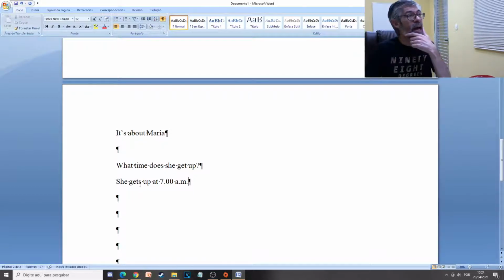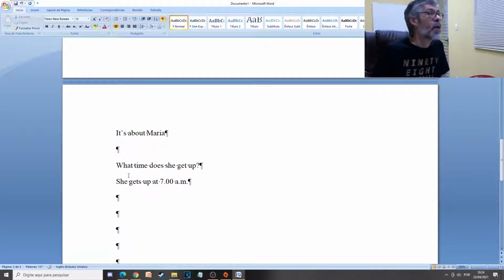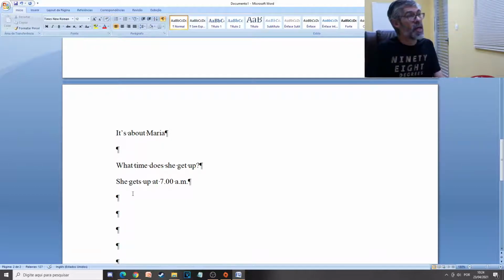Então, o S do verbo que estaria na afirmação, ele vai para o auxiliar do que virou does. Por isso que na pergunta, o verbo principal não tem S, porque o S já foi para o do, ficou does no simple present. Né? Então, what time does she get up? She gets up at 7 a.m.